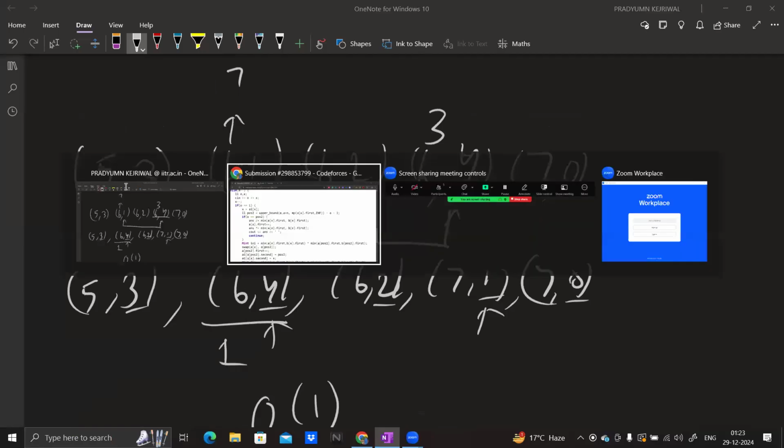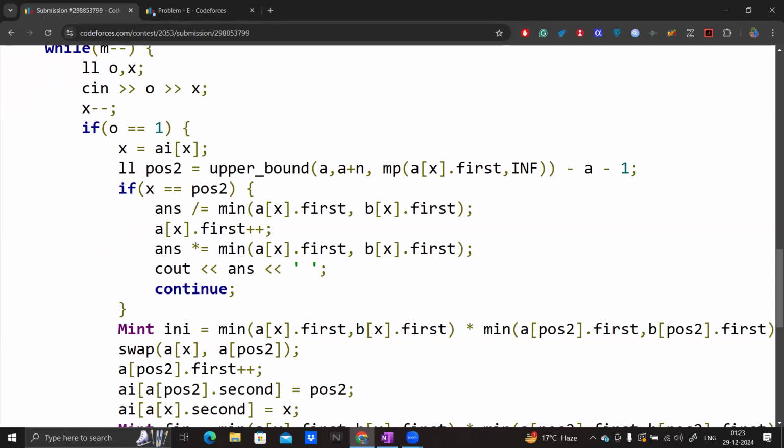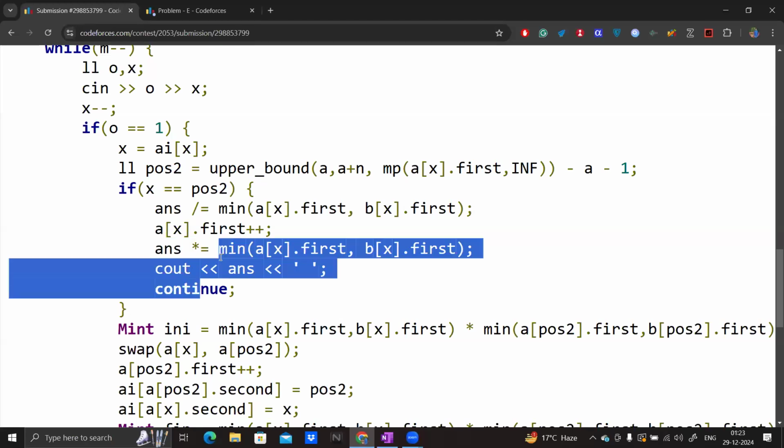But yeah, if x is equal to pos, that means that there is just one 6, so I don't need to swap. I just increase it to 7. First I divide the answer by the min, then I increase it, then I multiply the answer by the min, and then I print the answer and continue.